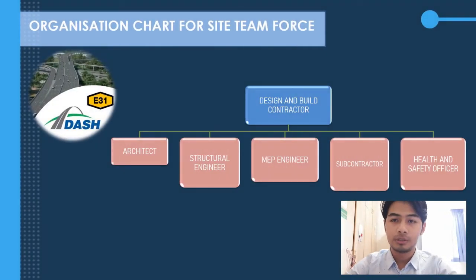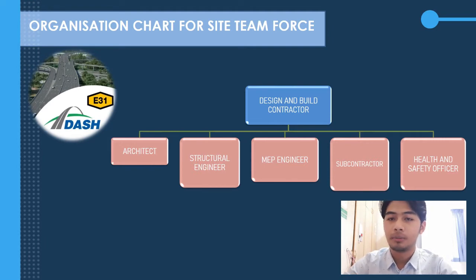For the project organizational chart, we have the design and build contractor as the person in charge. Below him, we have the architect, structural engineer, MEP engineer, subcontractors, and health and safety officers. These individuals are important for the project to run smoothly and efficiently.